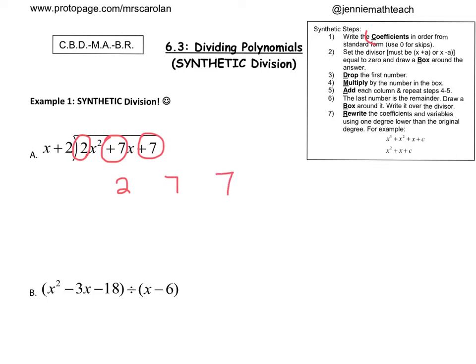We do need to make sure that our polynomial is in standard form with no skips. So we do have x to the second, x to the first, and then degree 0. So we're all set. So we took care of the first step.